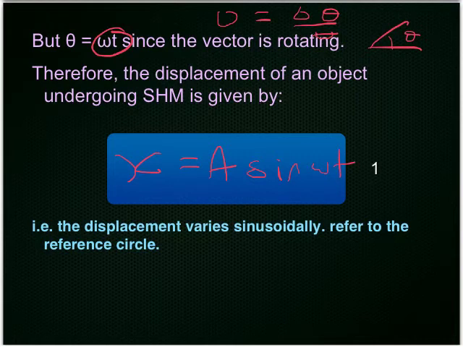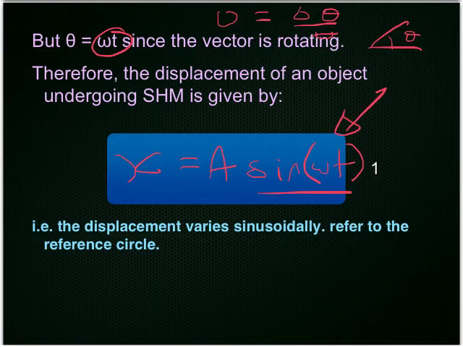Now think about it: this will be a maximum at what sort of angle? Once you're at the top there, you're going to have the maximum sine. In other words, this whole thing gets to 1 when it's at 90 degrees, or rather pi over 2. The displacement varies sinusoidally referred to the reference circle.